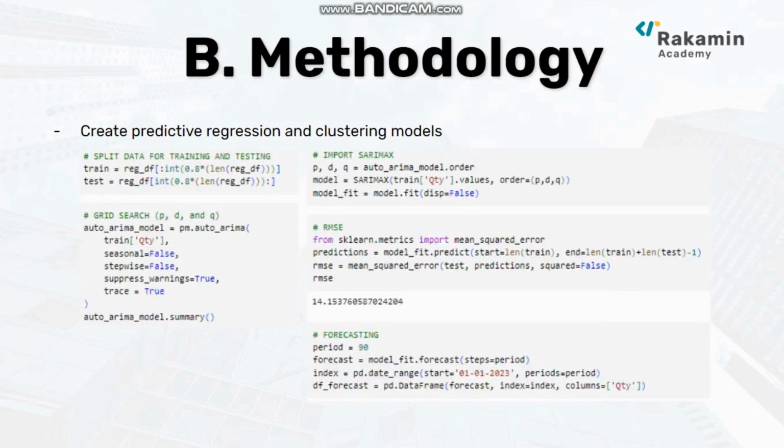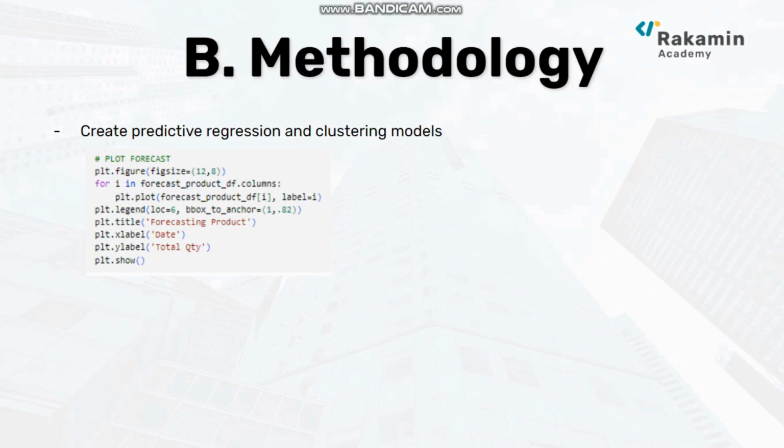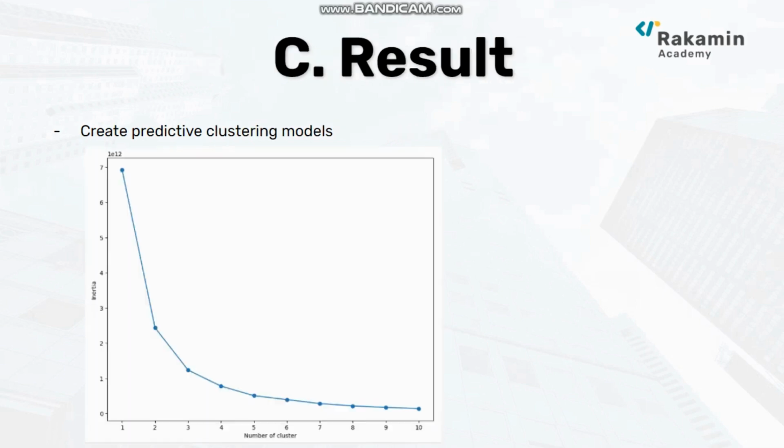And for the regression, we're going to split the data first, and we're going to use ARIMA, and then we're going to import SARIMAX, and we're calculating the root mean square error. The RMSE is 14, and we're going to forecast the data for the period of 90 days ahead. And last, we're going to plot the forecast.